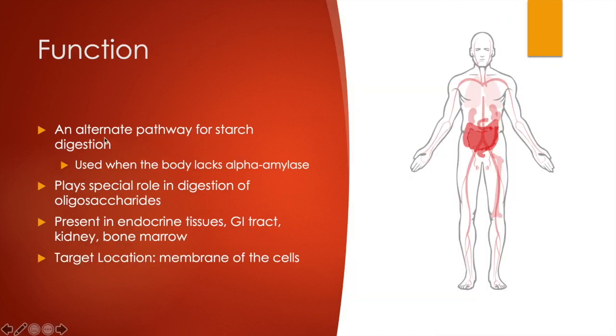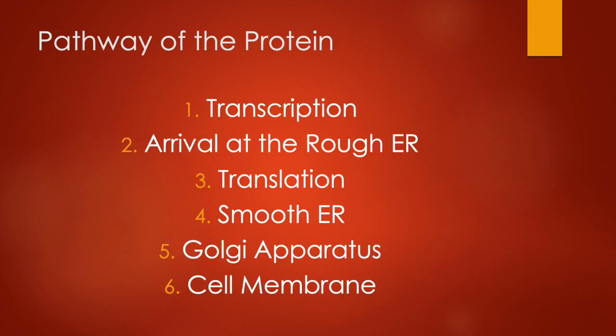The function of this protein is that it's an alternate pathway for starch digestion, and this is used when the body lacks alpha amylase. This protein plays a special role in the digestion of oligosaccharides. It's present in tissues such as the small intestine, the colon, and the kidney, and its target location is the membrane of these intestinal cells.